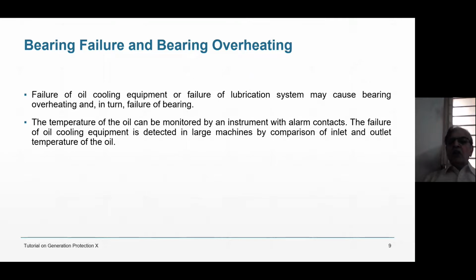The temperature of the oil can be monitored by an instrument with alarm contacts. The failure of oil cooling equipment is detected in large machines by comparison of inlet and outlet temperature of oil. Because in the bearing, there will be oil coming in and oil going out. So the temperature should increase. If the temperature is not increasing properly, then there is something wrong with the bearing. And it is not only the thrust bearing, the journal bearing also, the same procedure has to be followed.